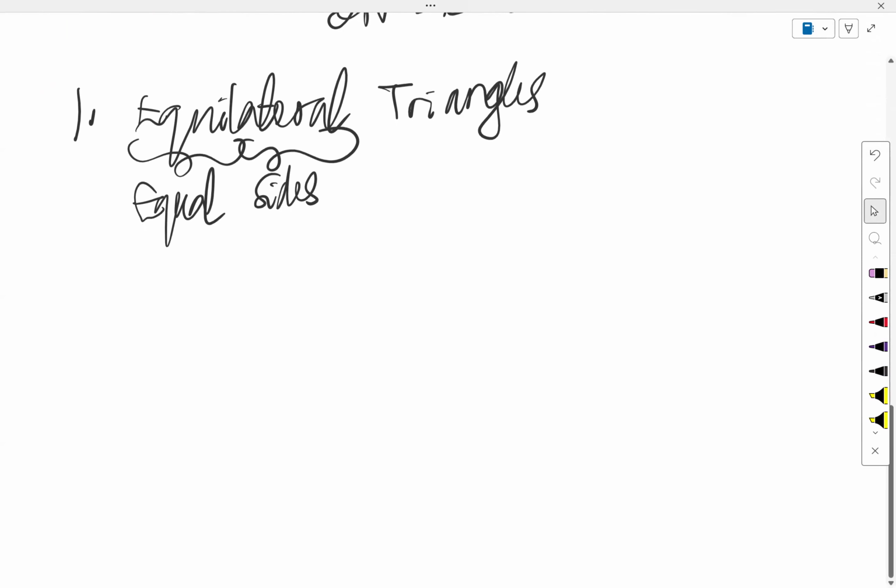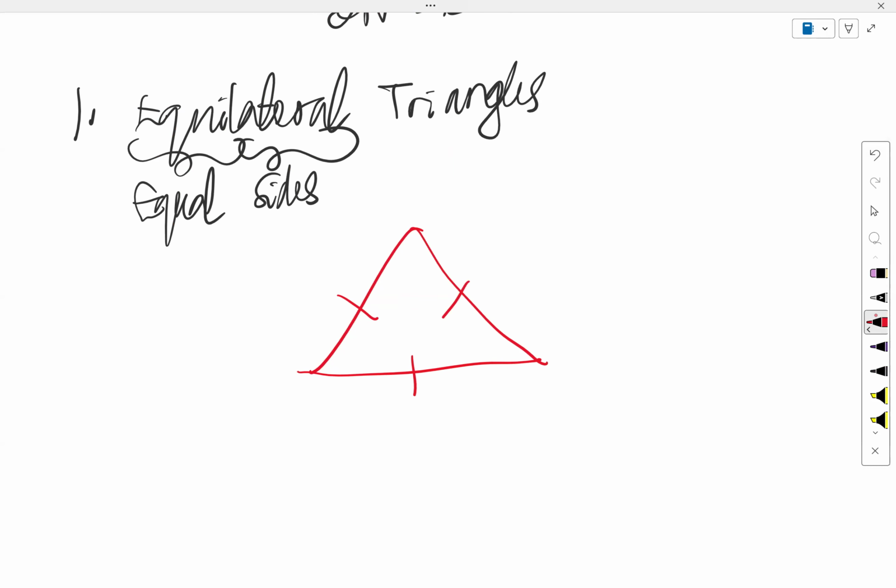So it's a triangle like this, where all the sides are equal, and we denote that by the number of strokes we have on each side. So all the sides are equal. And one thing we need to know about triangles is that the angle facing a side is proportional to it. Since all the sides are equal in an equilateral triangle, it means that all the angles are also equal.